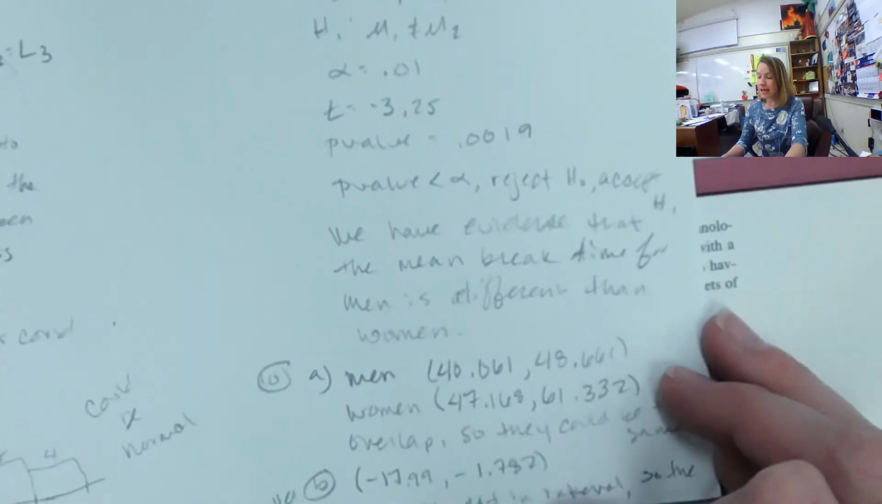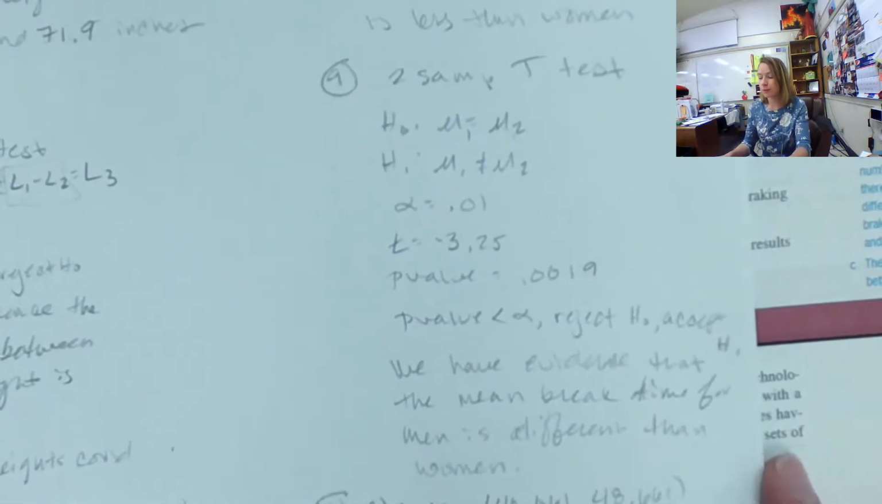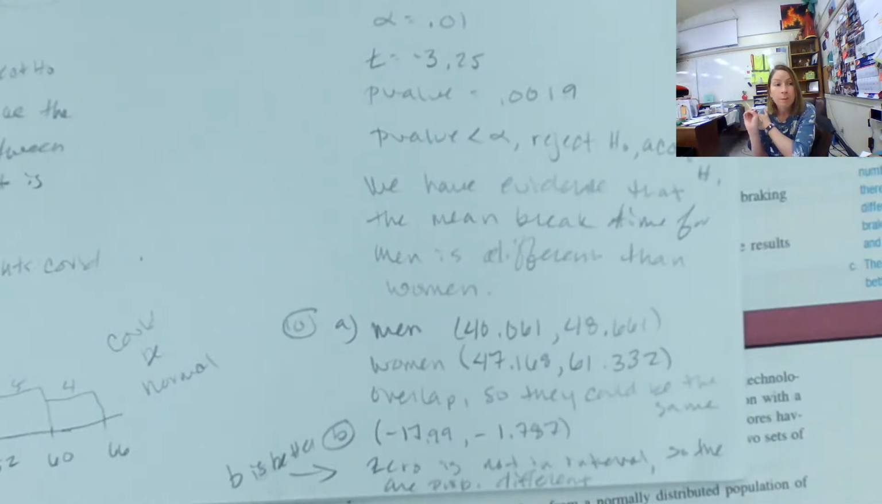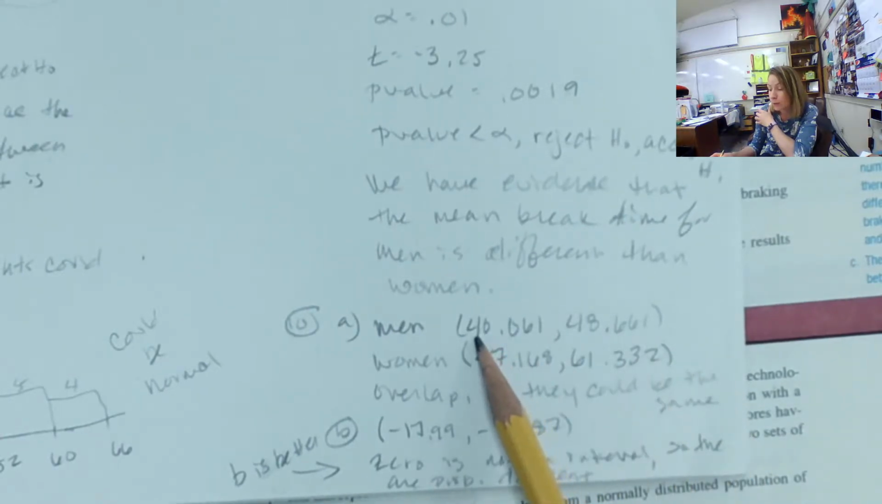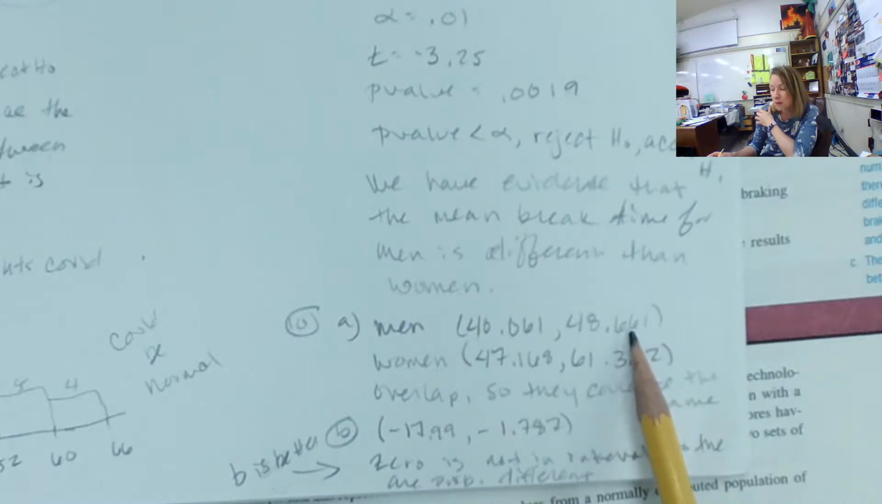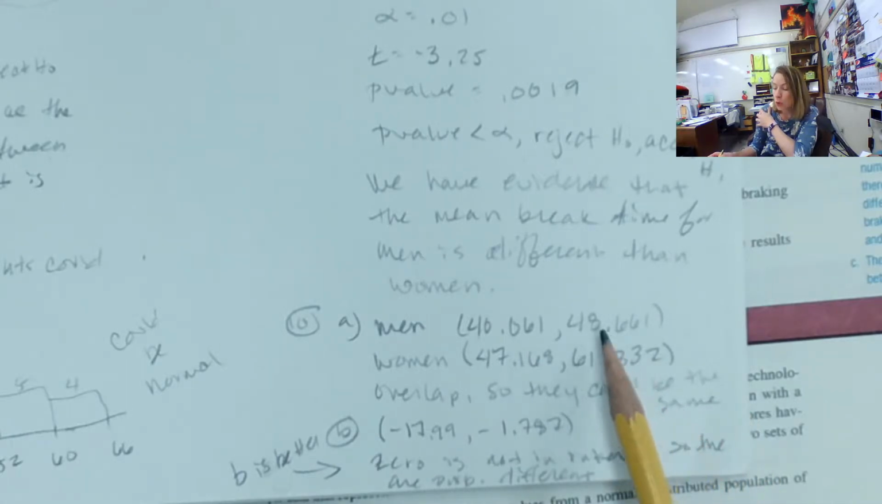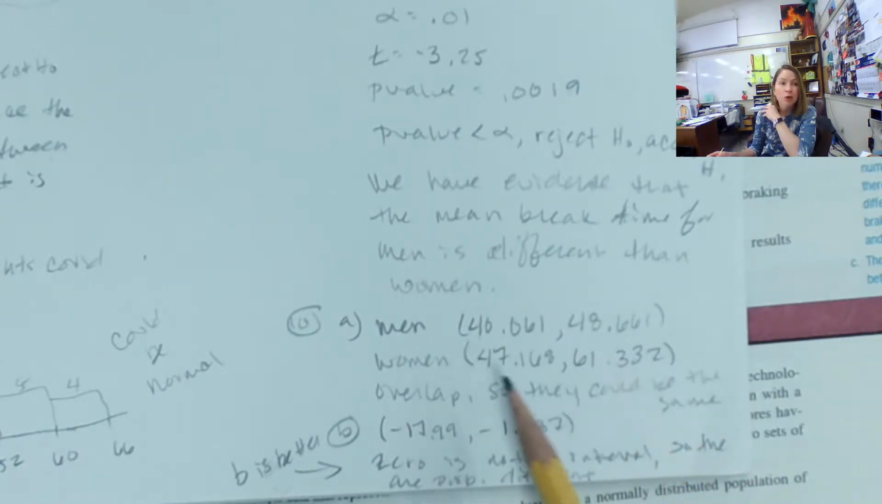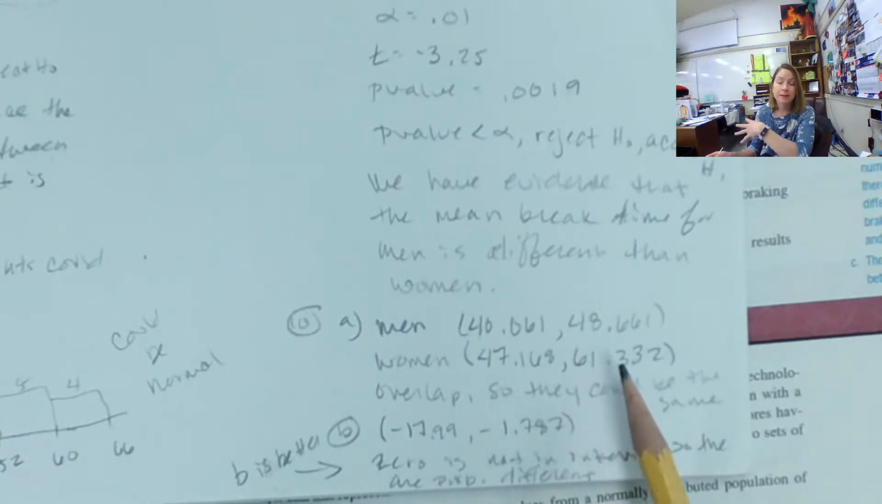Okay. Number 10 wants us to look at some confidence interval stuff. These ones first want us to look at the confidence interval for men's break time and women's break time. For men, it's between 40 and 48.7 seconds long for those break times. For women, it's between 47 and 61, right? So they do overlap, so we don't have evidence just using these two to say that one is better than the other. However, it makes more sense to look at the difference between our two means and see if that difference could possibly be always positive or always negative, right?